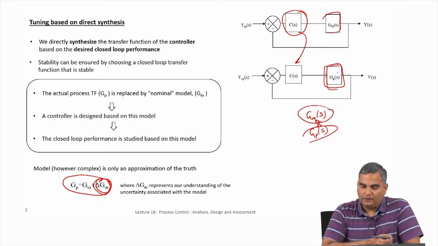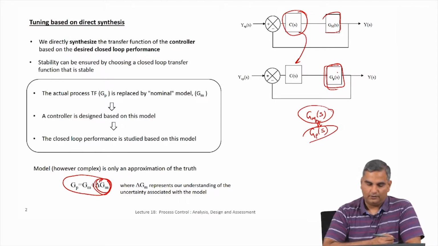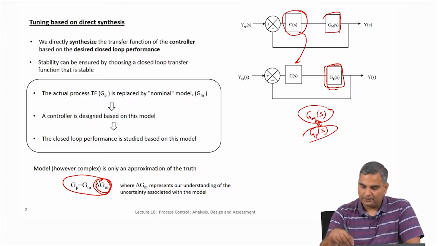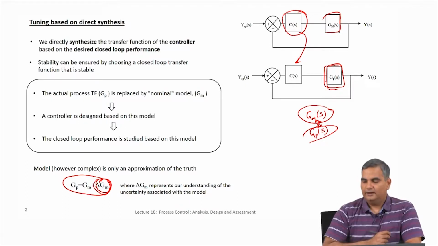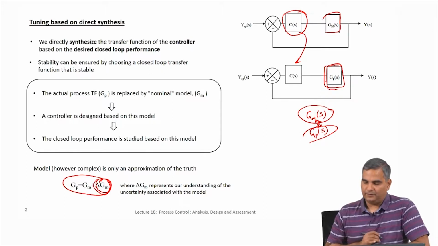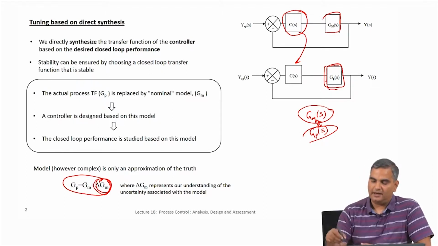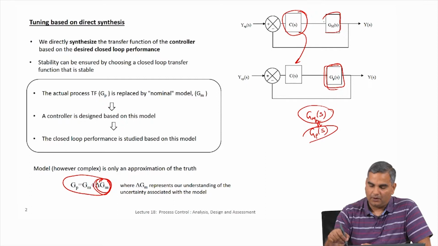So, ultimately what we are going to do is the following. We are going to design a controller based on a model, and then we are going to implement the controller. If you want to realistically study the effect of what this controller will do on the process, then you have to actually implement this and then see what happens.